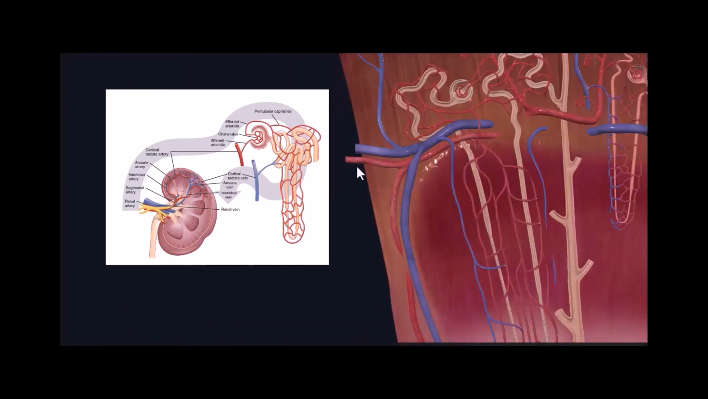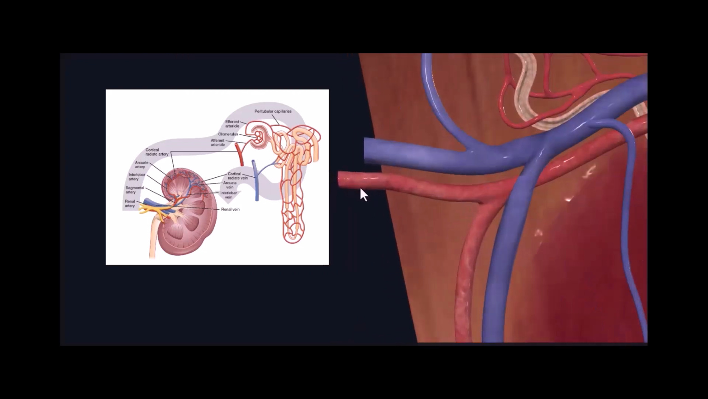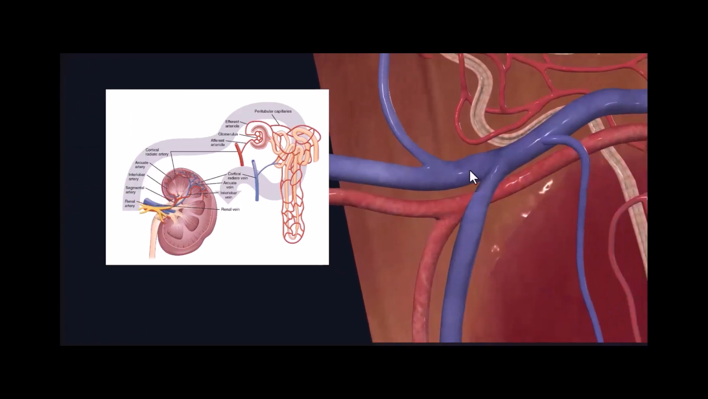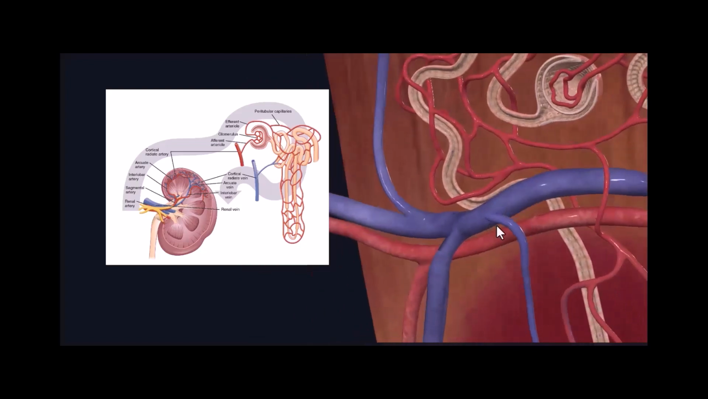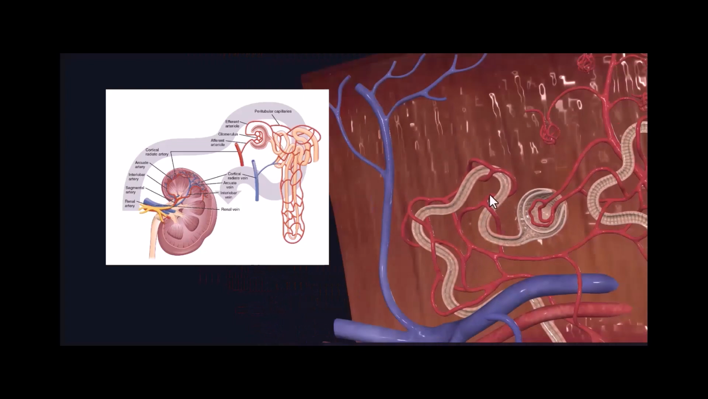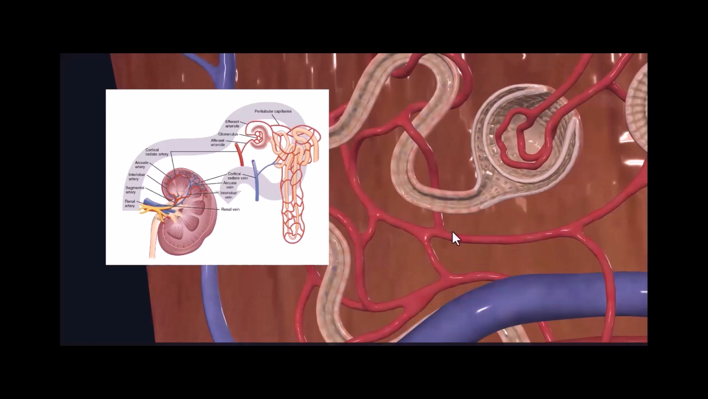Looking at the arteries, we're going from the interlobar artery into the arcuate artery. So this is the arcuate artery. It's very small and fine, and it gets even thinner. Eventually it will form these little cortical radiate arteries. These cortical radiate arteries are going to thin out even more, and when they do, they become arterioles.